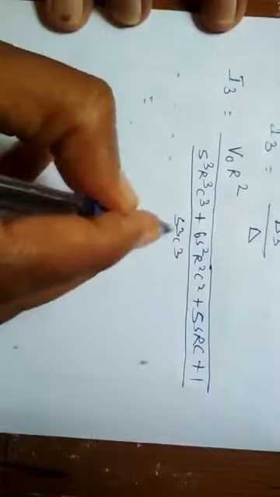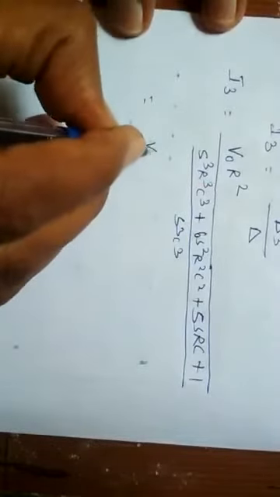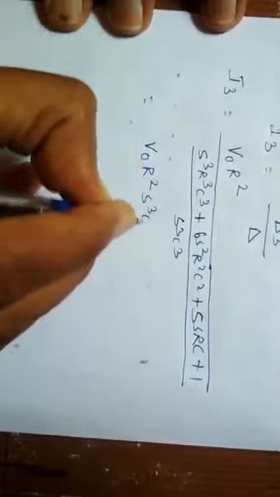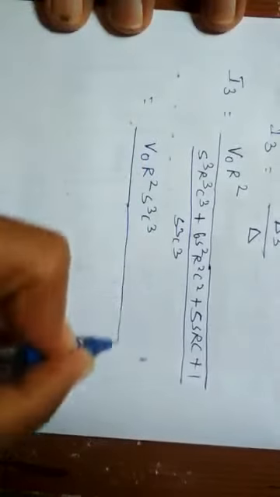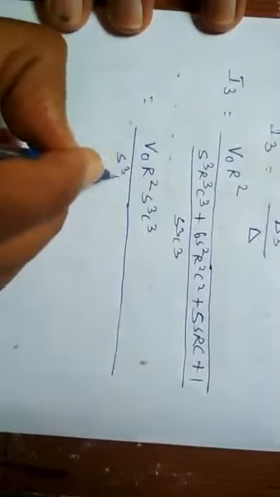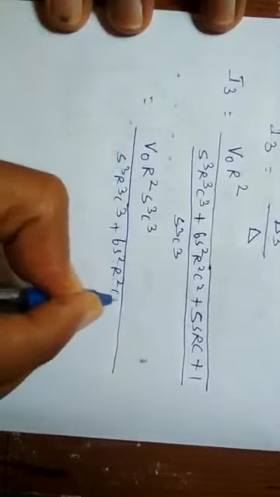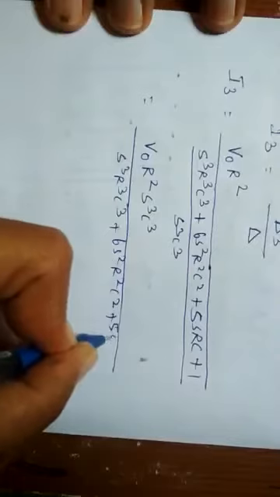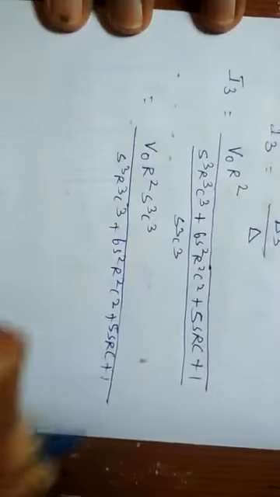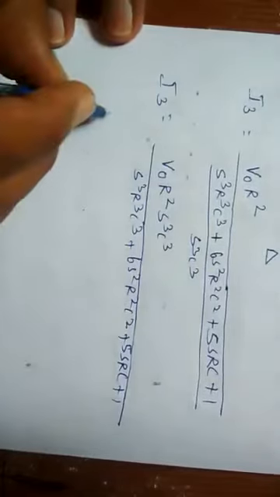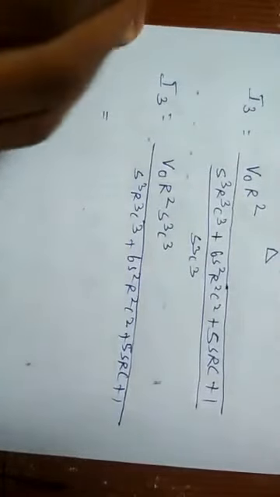So this denominator part will be moved to the numerator. We'll have V out R squared S cube C cube whole divided by S cube R cube C cube plus 6S squared R squared C squared plus 5 SRC plus 1. This is our I3, the final current which is responsible for producing the output of the feedback network.